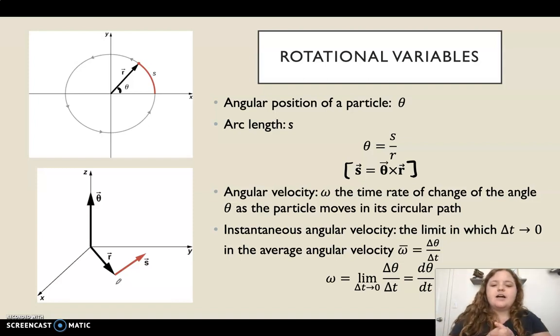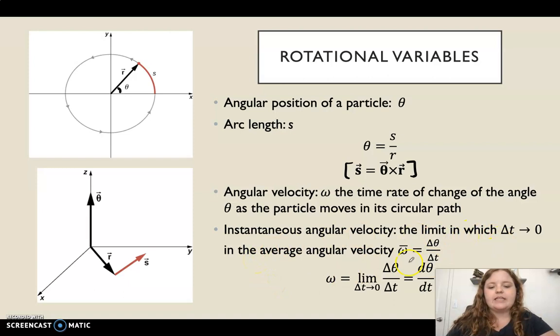All right, then we have our angular velocity, and that is going to be the time rate of change of the angle theta as the particle moves in this circular path. So we have it here, theta, and so it's going to be the time rate of change of that change of angle, okay? And we have our instantaneous angular velocity down here.